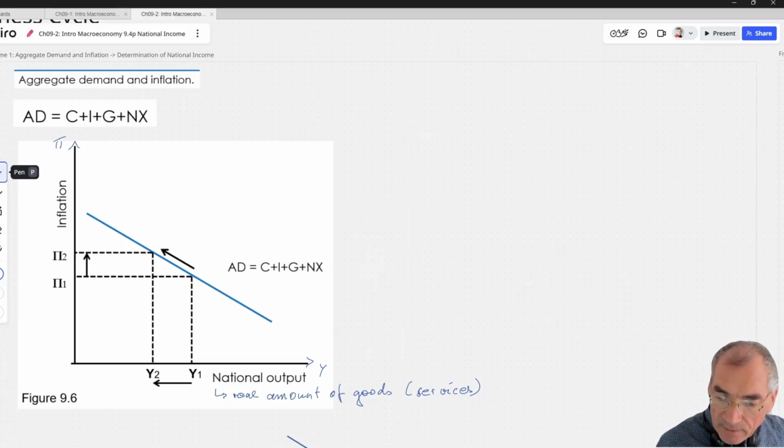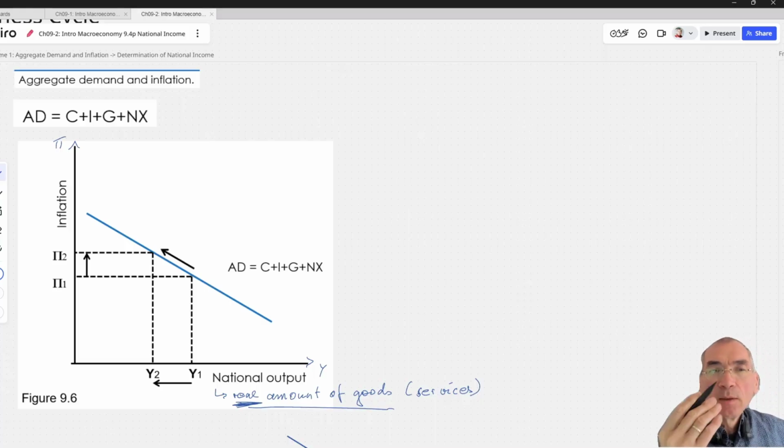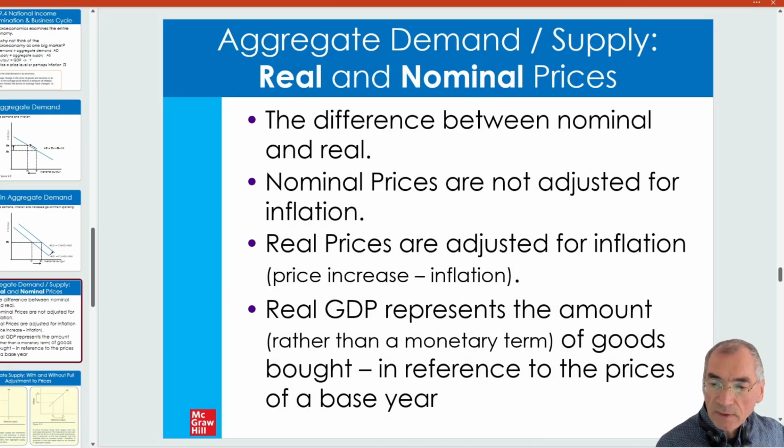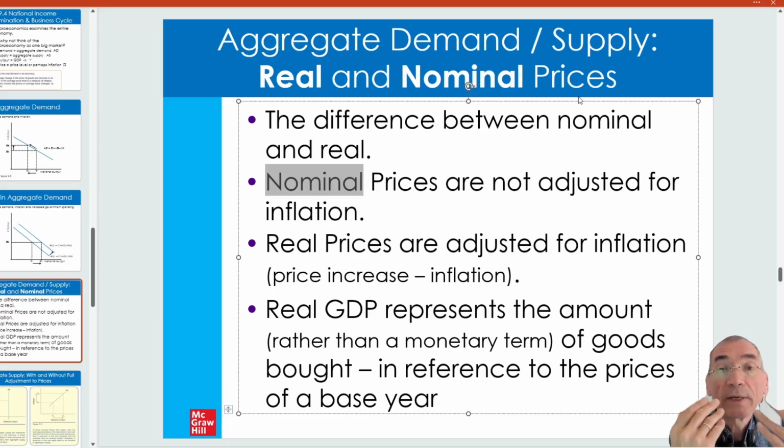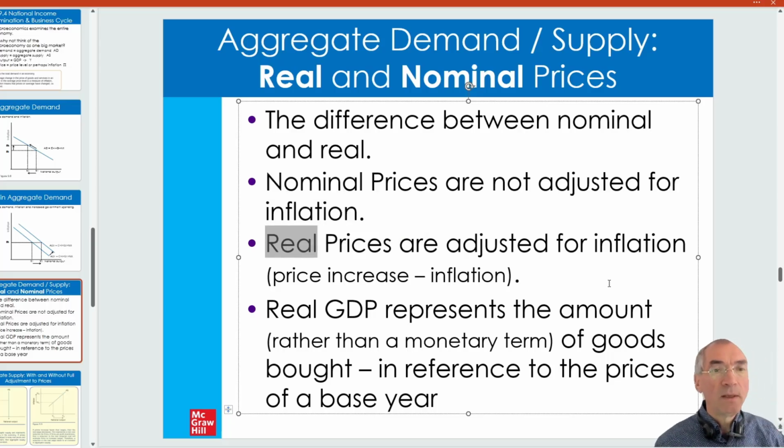But at the end, it wants to measure the real amount of goods, the real, we could also say, purchasing power. How many goods can we buy, and how does that change? Our presentation gives us these definitions between real and nominal. Nominal prices are not adjusted for inflation. These are just the prices that we find on the price tags and that we have to pay. But real prices are adjusted for inflation, so it's the price increase minus the inflation.